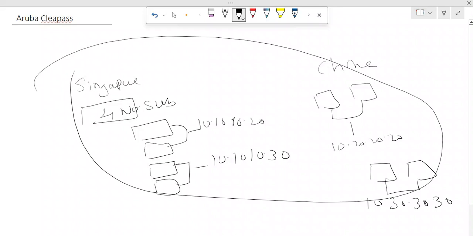So if you configure the redundancy across China, Singapore, and Philippines, then when configuring the switch you can configure the RADIUS server IPs. The first one is 10.10.10.20, the US IP. The second is 10.10.10.30. This is for US.